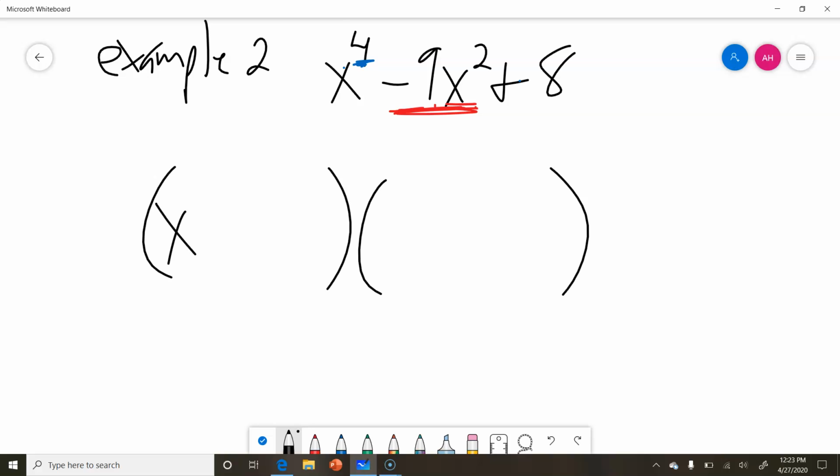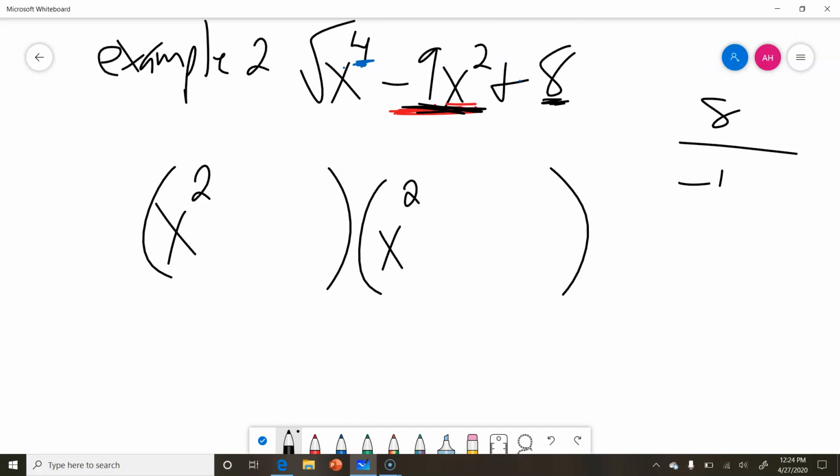And I'm going to say, you know what? The square root of x to the fourth is x squared. Okay? So everything else is going to work the same. I'm going to say, okay, what times what is 8 that will get me to a 9, right? I need to get to this negative 9 in the middle. So I do negative 1 times negative 8. That's going to be negative 9 when I add them together. So I know I need negative 8 and negative 1.